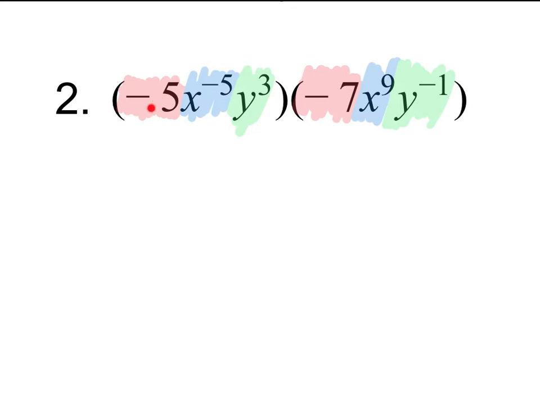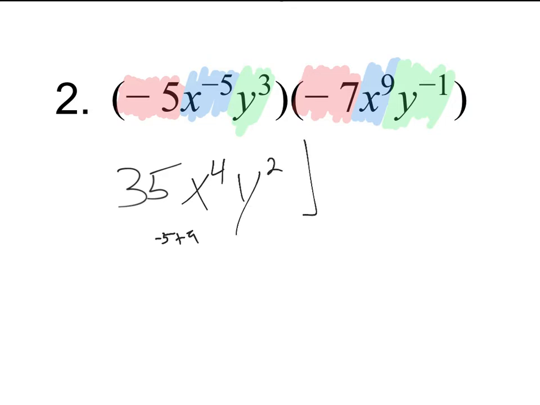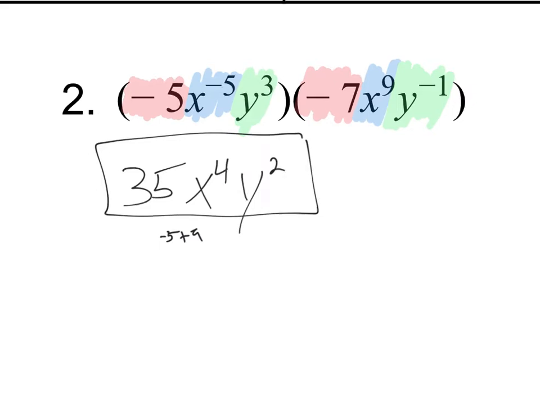So let's take a look just first at the numbers. Negative 5 times negative 7, that would be a positive 35. X to the negative fifth, x to the ninth. Let's see, negative 5 plus 9 is 4, so that would be x to the fourth. And again, that came from negative 5 plus 9. Y to the third, y to the negative first, that would be y squared, because 3 plus negative 1 gives me a 2. And we're done with that one.